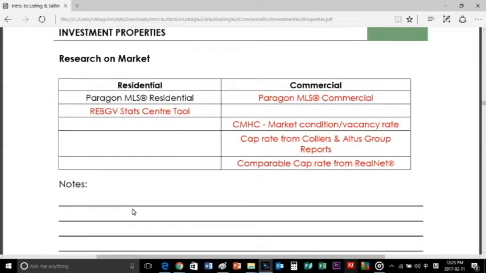Research on market. We've got residential, we've got the Paragon for residential, commercial has the Paragon for commercial, residential has the REBGV Stat Center, commercial has the CMHC, market condition vacancy rate, cap rate from Colliers and Altus Group reports, comparable cap rate from RealNet.